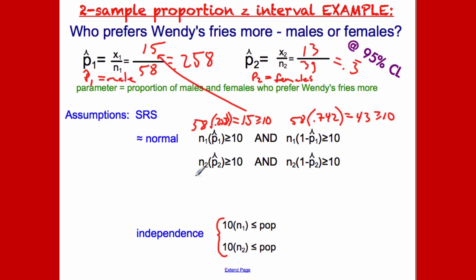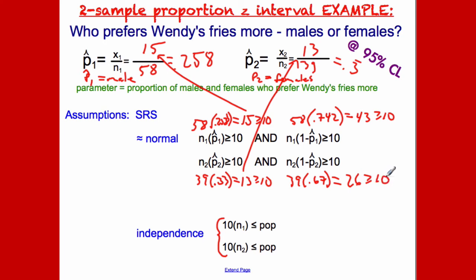N2, we had 39 times 0.33, which is 13, which is greater than or equal to 10. Or you can just say 13, because that's the top number of successes. And 39 times 0.67, which is going to be what's left over, so 26, which is greater than or equal to 10.